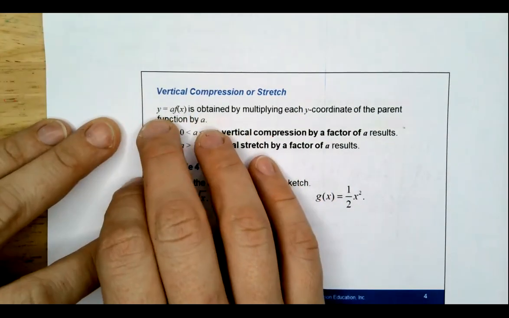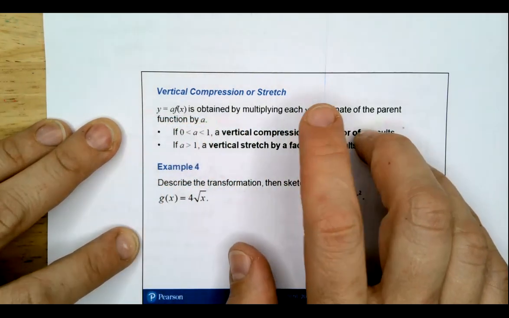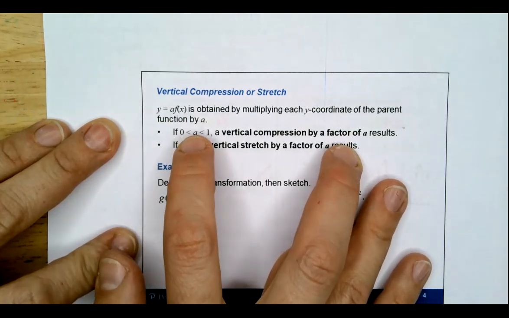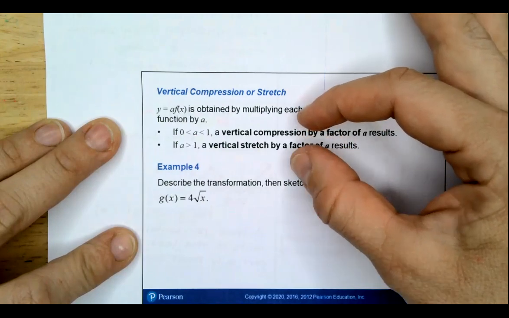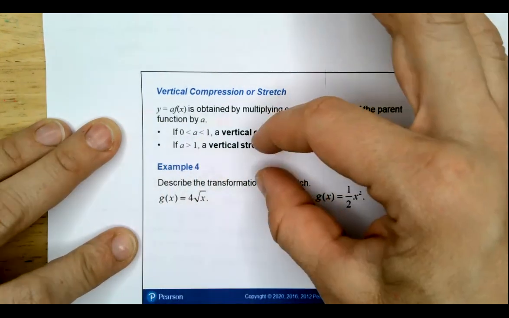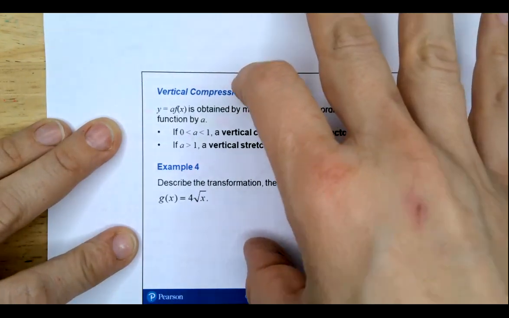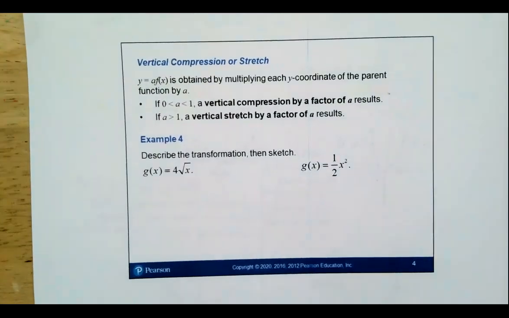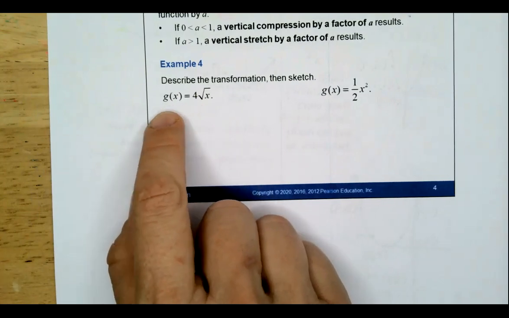Vertical compression or stretch. y equals a f of x is obtained by multiplying each y coordinate of the parent function by a. If a is between the numbers 0 and 1, it is made smaller. If it's bigger than 1, it's made taller by that many, okay? So for example 4, describe the transformation and sketch it.